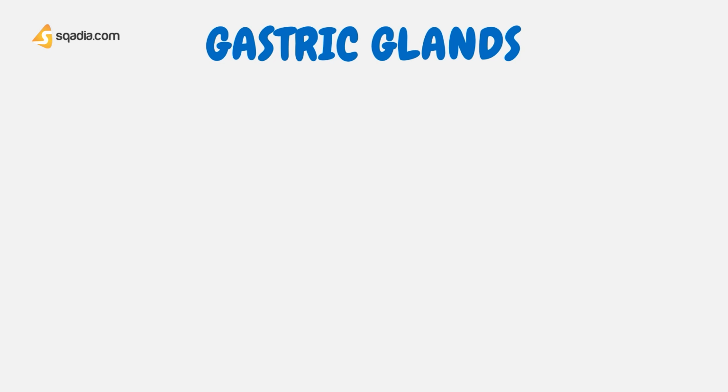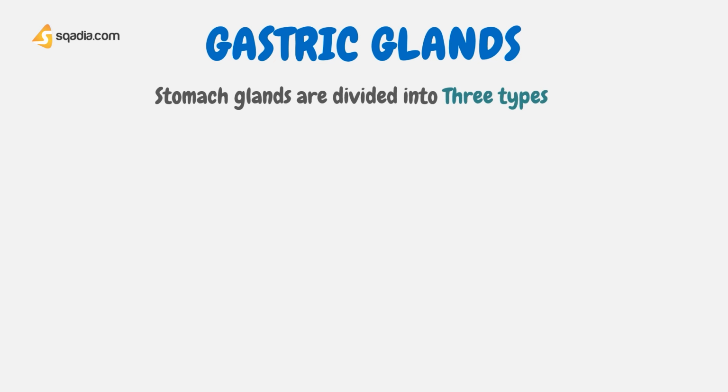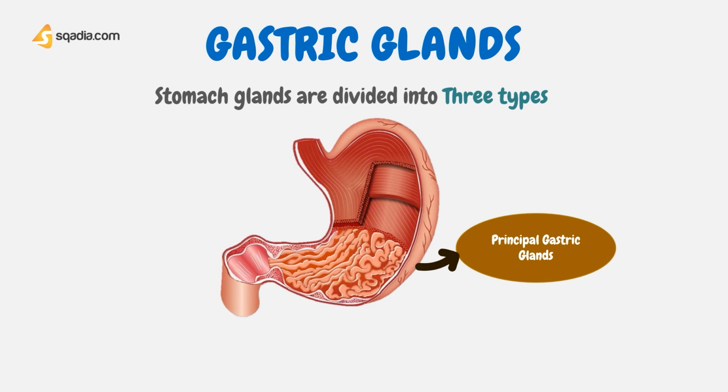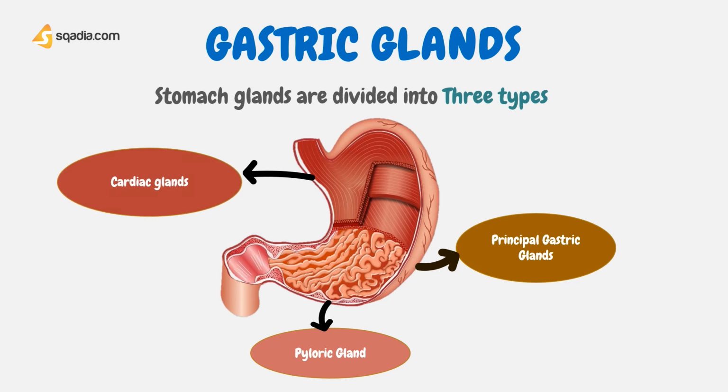The second feature is gastric glands. They are located at the base of the gastric pits. Stomach glands are thus divided into 3 parts. Let's take a look on the anatomical view of stomach to locate its parts. The first glands are the principal gastric glands, located in the central region or the body of the stomach. The next part is of pyloric region, which contains the pyloric glands. The last glands are the cardiac glands, located in the portion of that constricting ring known as sqadia.